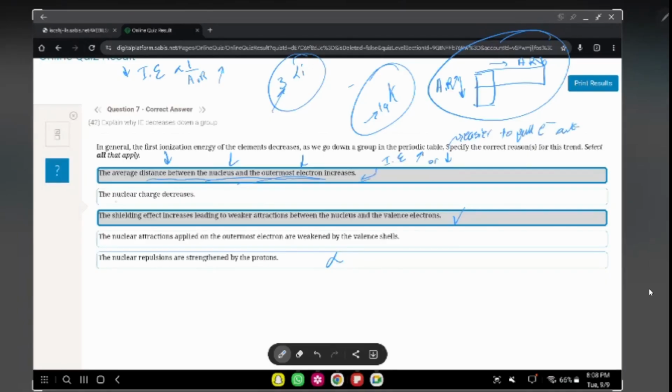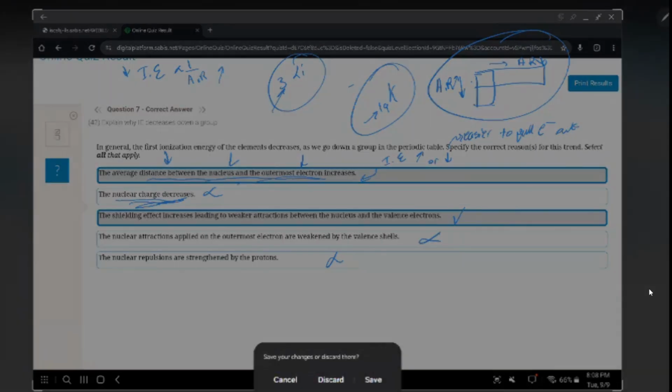Alright, we said the nuclear charge decreases as you go down a group. Is that true? As you go down a group, does the nuclear charge increase or decrease? It increases, so it would be wrong to say that it decreases. Why would it decrease? The nuclear attraction applied on the outermost electrons is weakened by the valence shells. Honestly, this makes no sense, so I'm just going to move on. Next.